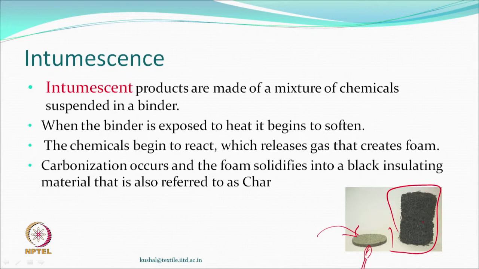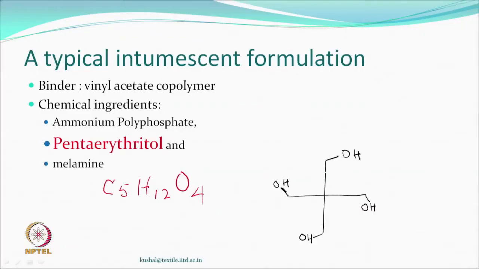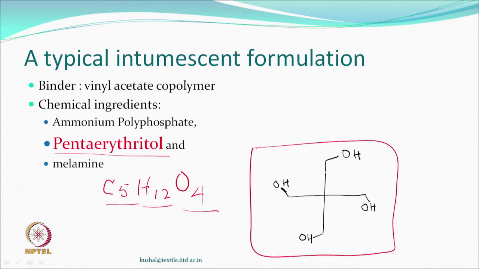Some of the interesting compounds that can be part of this type of intumescent product include pentaerythritol, which is basically C5H12O4, and the approximate structure is like this. You have 4 hydroxyl groups connected to CH2OH, CH2OH, CH2OH, and of course, in between you have a carbon there.